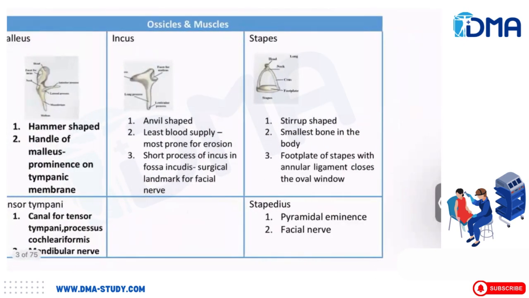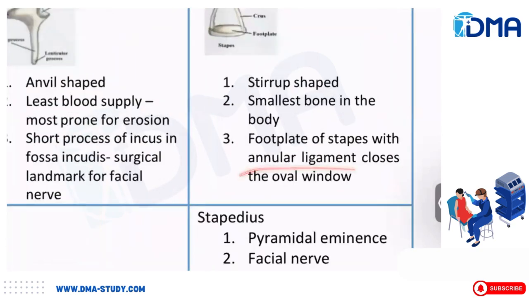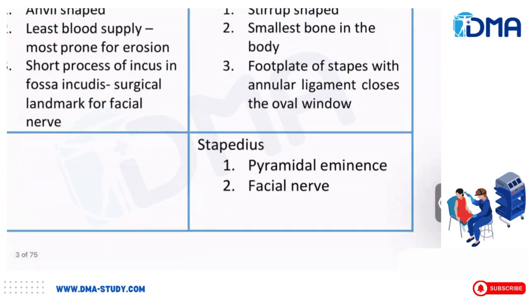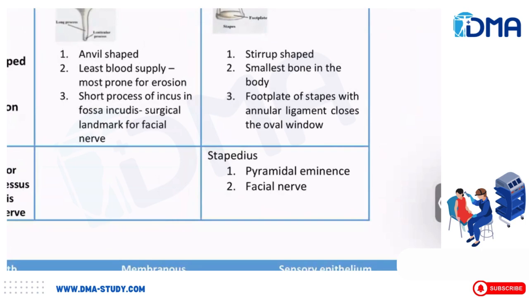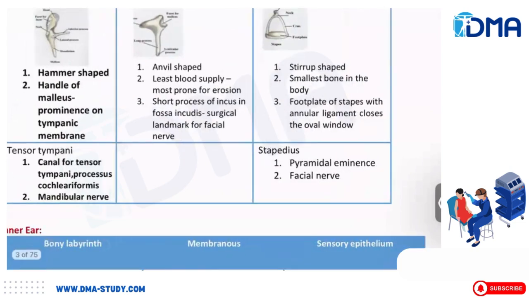So stapes. Stapes is stirrup shaped, the smallest bone in the body. The footprint of stapes with annular ligament closes the oval window. The stapedius starts from the pyramidal eminence. It is supplied by the facial nerve. Okay, the nerve supply of stapedius is the facial nerve.